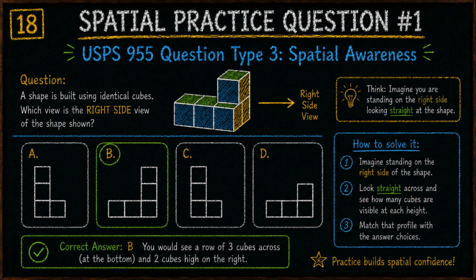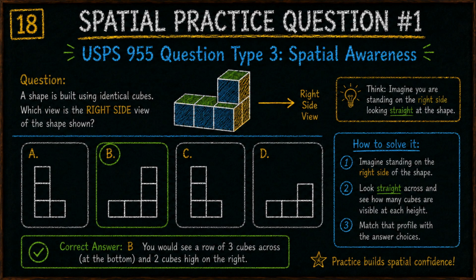Slide 18 is a practice question. The question says, a shape is built using identical cubes. Which view is the right side view of the shape shown? The key phrase is right side view. That tells you where to mentally stand. Imagine you are standing on the right side of the shape, looking straight at it.